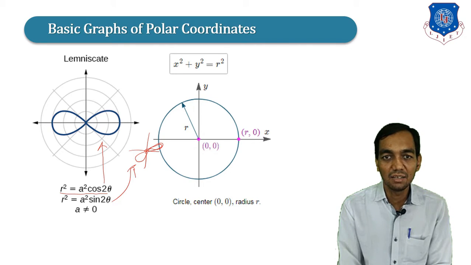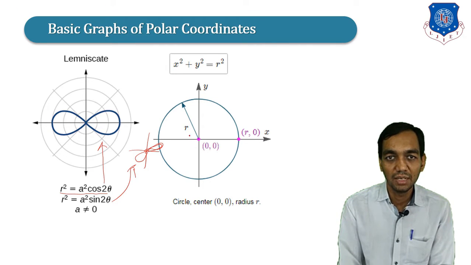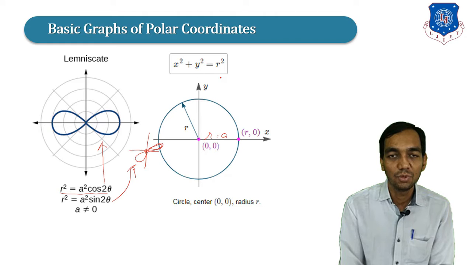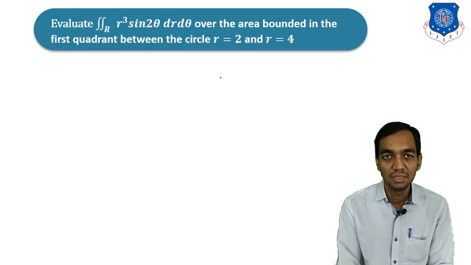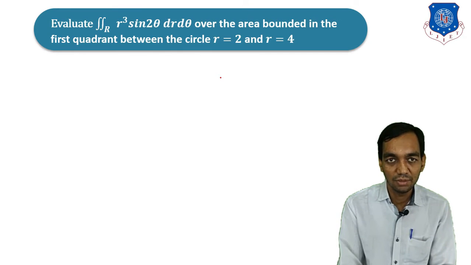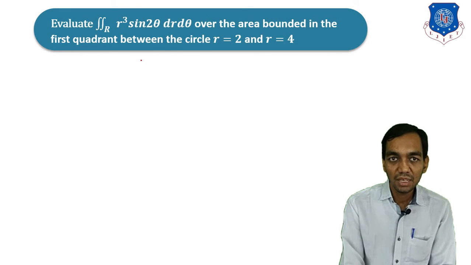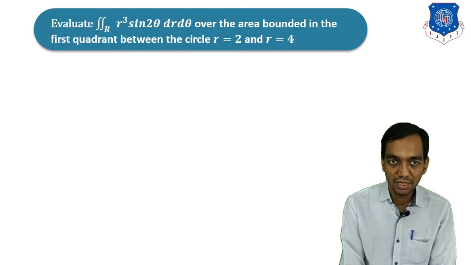Now, the standard curve, circle: x squared + y squared = r squared. If you reduce it to polar form, it is going to be r = a, where a is the radius. Here you have been given radius r. So instead of r, if any radius is given, then it is a circle with center 0, 0 and radius r.